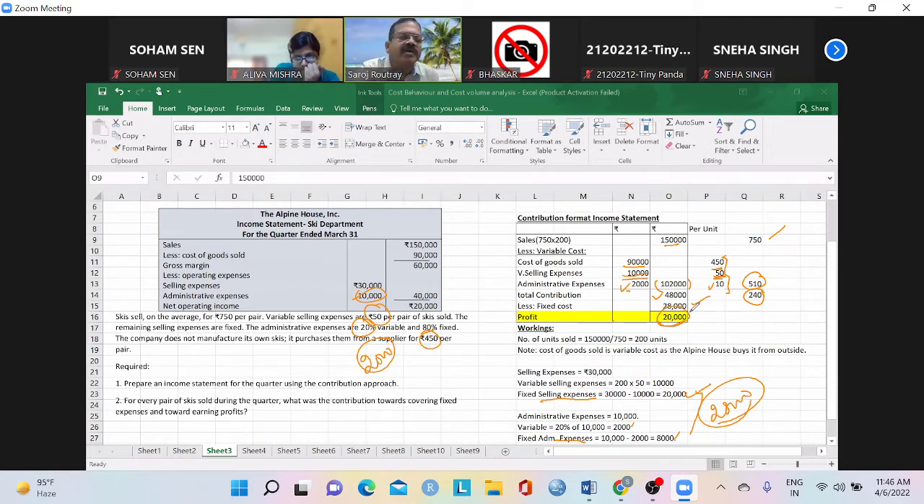Prepare an income statement for the quarter using the contribution approach. So this is how you will be getting it. For every pair of skis sold during the quarter, what was the contribution towards covering fixed expenses and toward earning profit? Contribution is something which contributes towards covering fixed expenses and earning profit. That is 240. Contribution per pair is 240. So this will be the answer. If you want to note it down, note it down. Take 2-3 minutes. If you have any doubt, please ask me first.